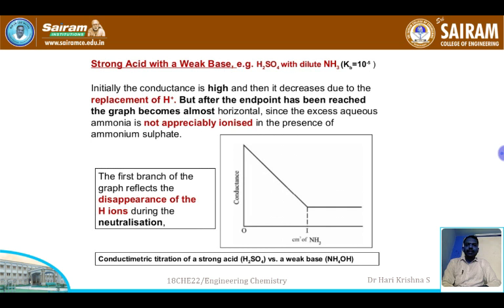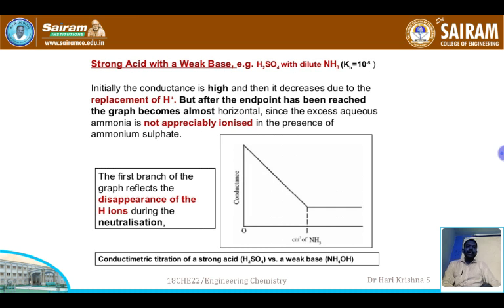So when you add in the increments of 0.5 ml, we're going to take ammonia in the burette and acid in the beaker. As you add ammonia, as you go on adding, what will happen? The H plus starts neutralizing, which means the concentration of H plus will decrease. As the concentration of H plus decreases, the conductance also will decrease. You can see the fall of conductance in the curve.